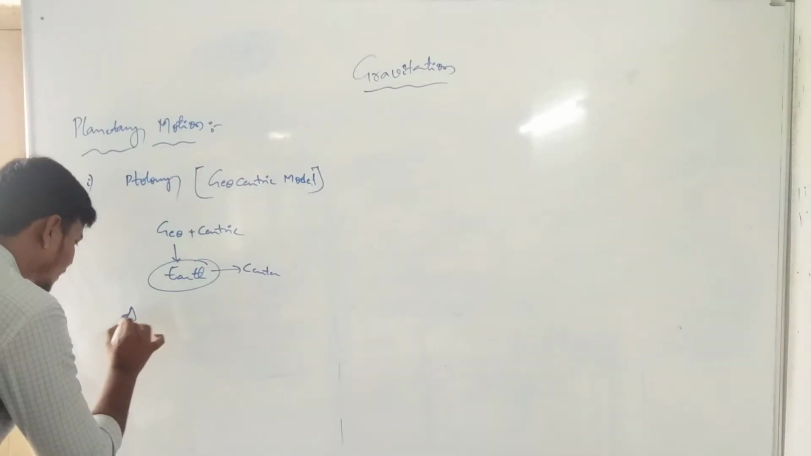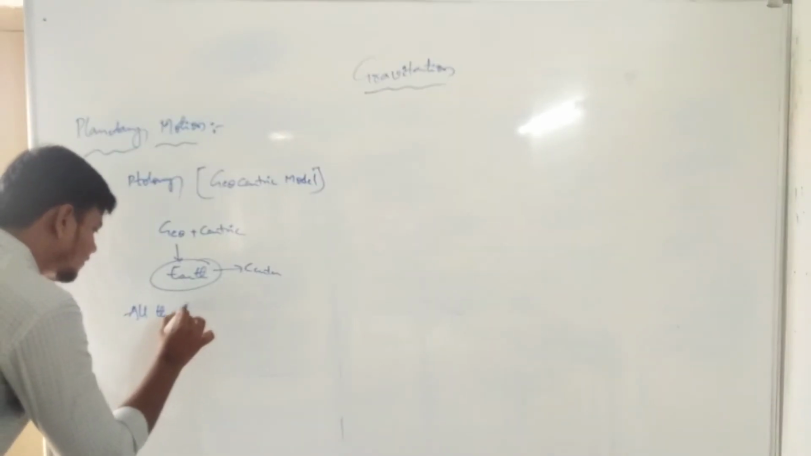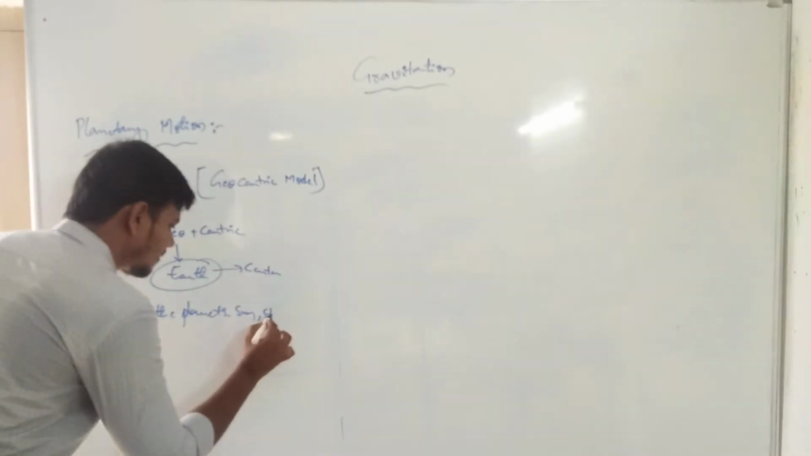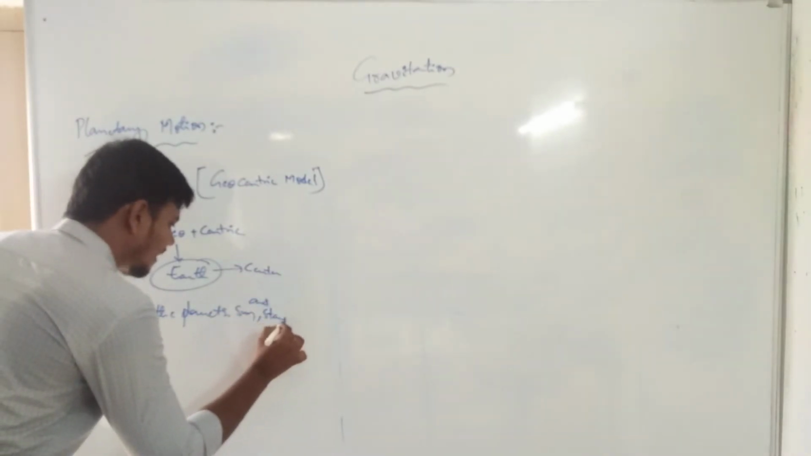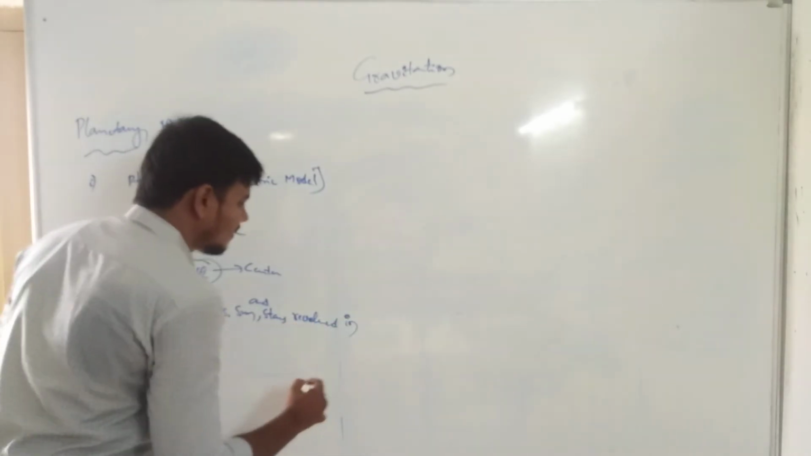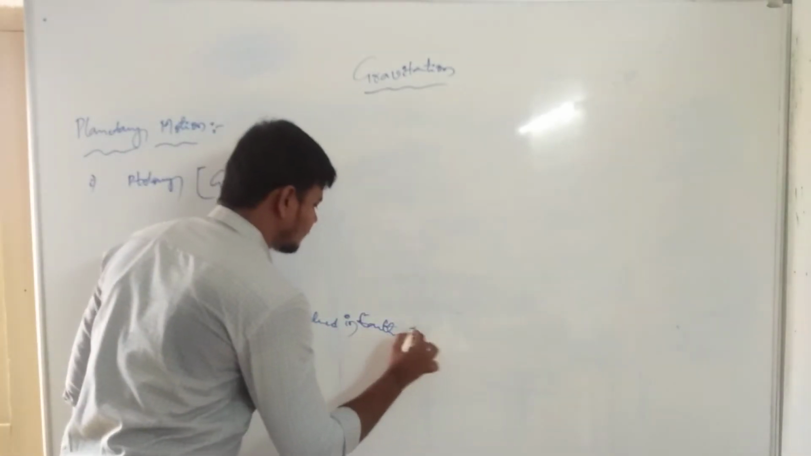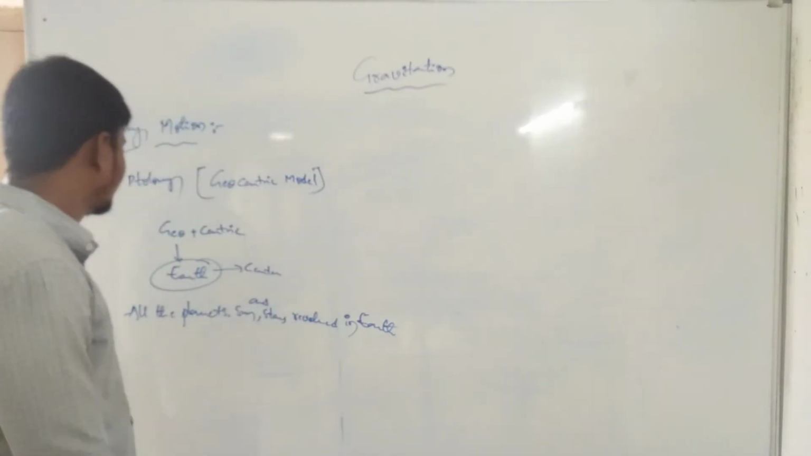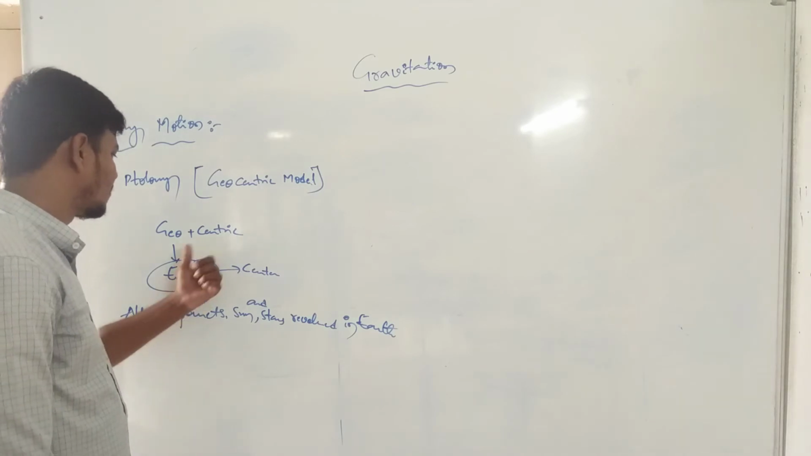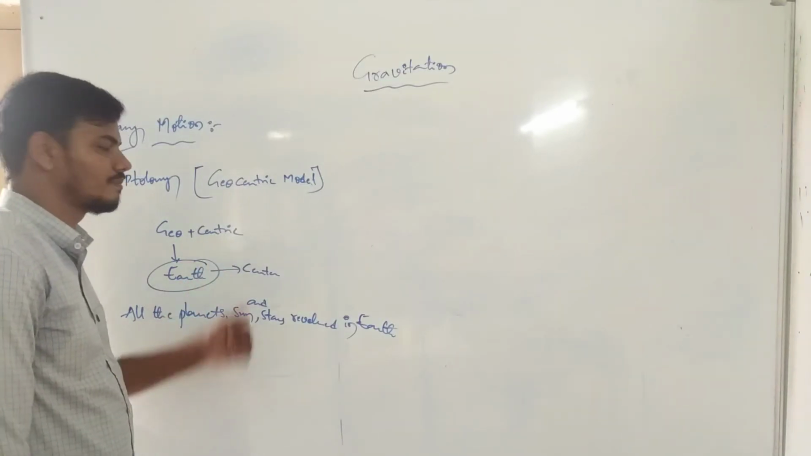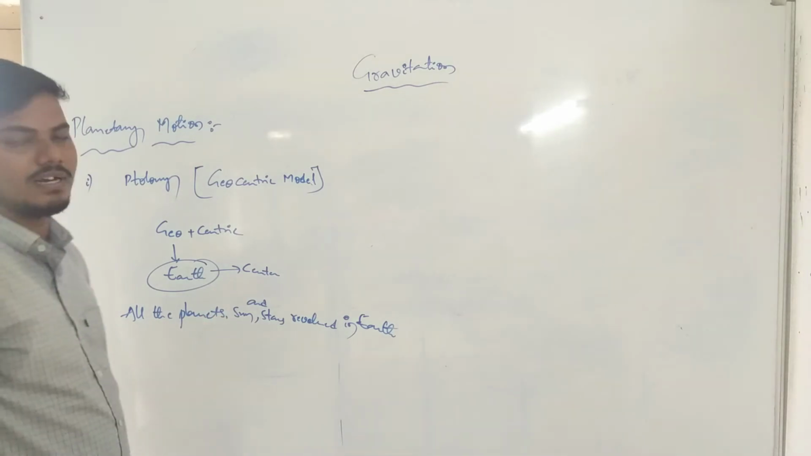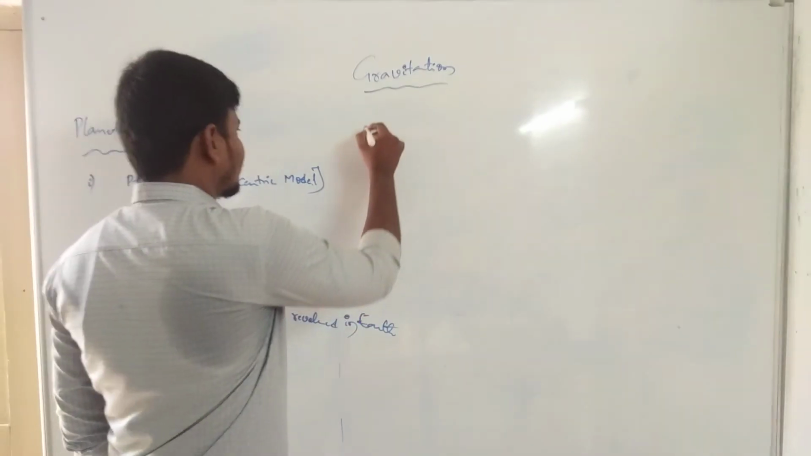Okay, so all the planets, sun and stars revolve around the Earth. Now this is the geocentric model. The first scientist introduced is Ptolemy. Geocentric: geo means Earth, centric means the center. All planets, sun and stars revolve around the Earth.